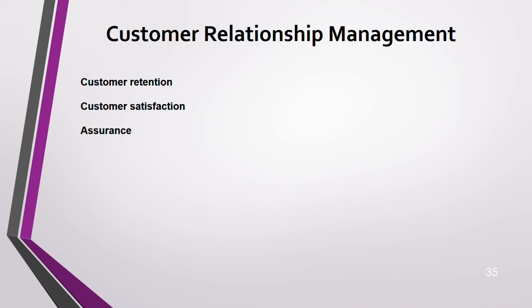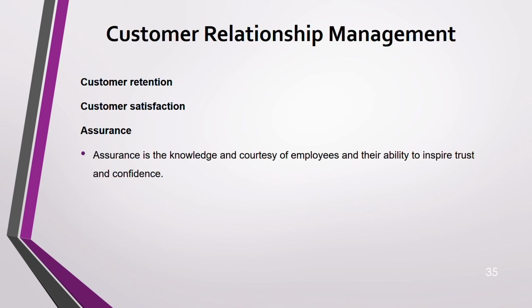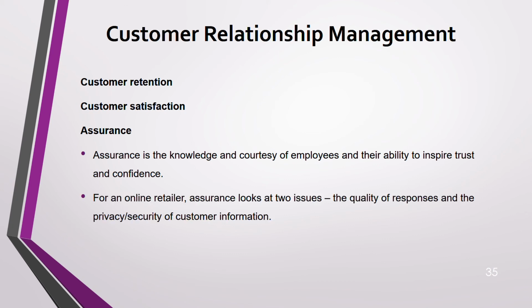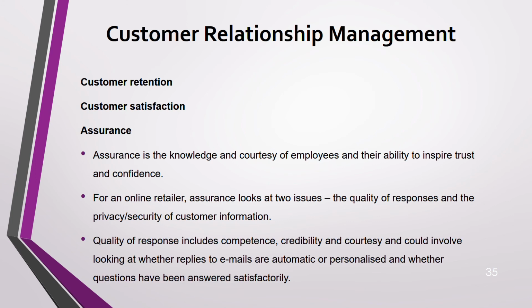Fourth is assurance. Okay? Assurance means the knowledge and the courtesy of the employees and their ability to inspire trust and confidence also. For an online retailer, it looks at two issues. One is the quality of the response, and the other one is the privacy or the security of the customer information. Quality of response depends on your competence, your credibility, your courtesy, whether the questions have been answered in a nice way.